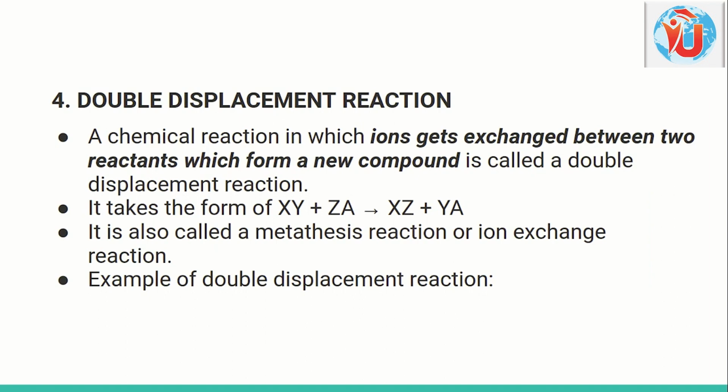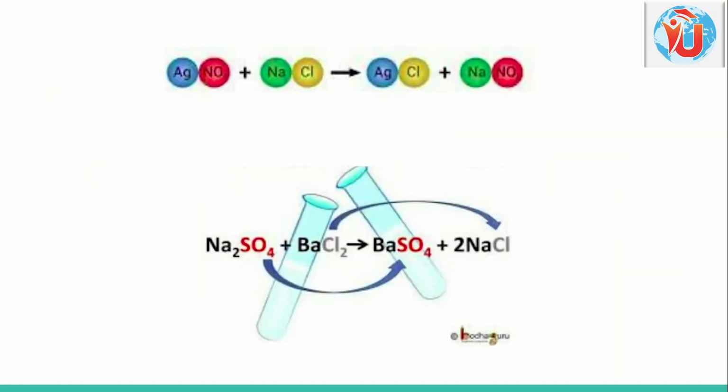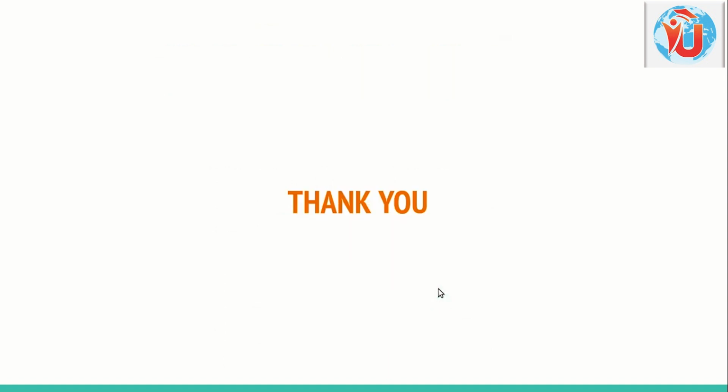Sometimes it's also called a precipitation reaction, as in most double displacement reactions, a precipitate is formed. Examples of double displacement reaction are silver nitrate plus sodium chloride gives silver chloride plus sodium nitrate. Sodium sulfate plus barium chloride gives barium sulfate plus sodium chloride. In these cases, some amount of precipitate is formed and exchange of ions takes place.